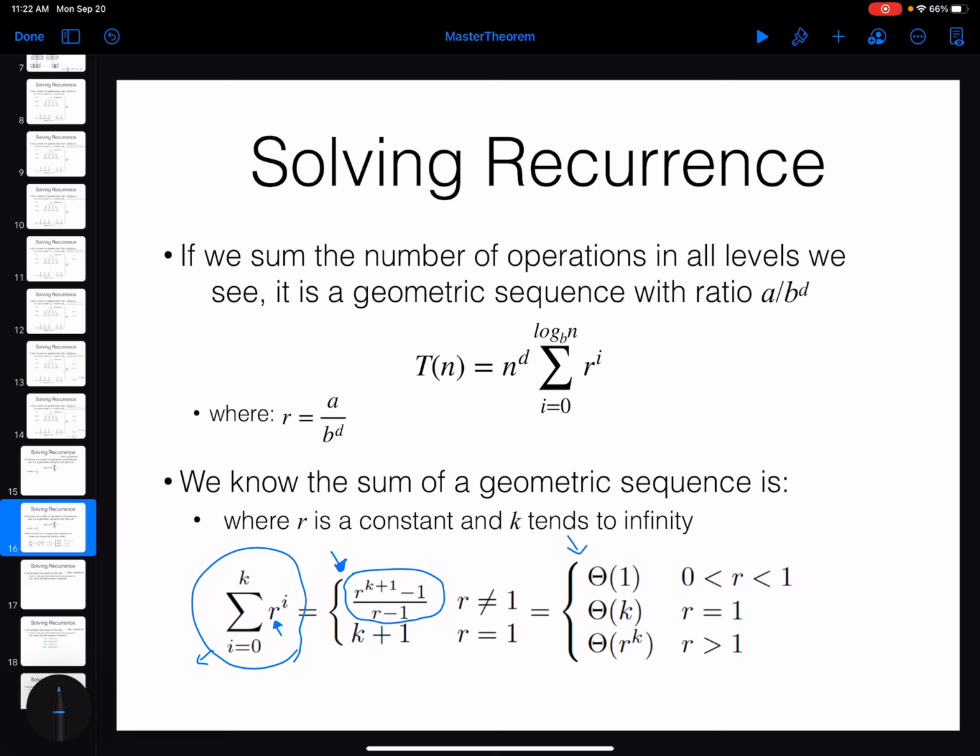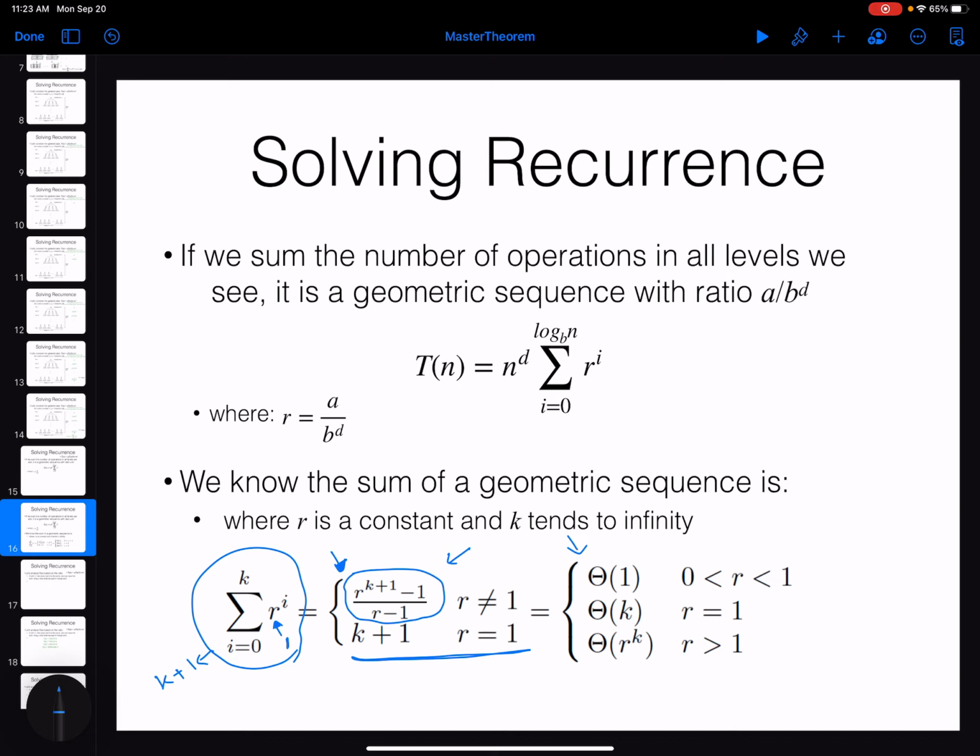All of the 1 to the power of i is always going to be equal to 1, right? So this summation is going to be equal to k plus 1 if R is equal to 1. So this is one case. If R is not equal to 1, the result will be equal to this formula. Again, the exact formula is not really important for me, but the result of it will be important. So based on the value of R, if it is greater than 1 or less than 1, they are going to give me two different cases.